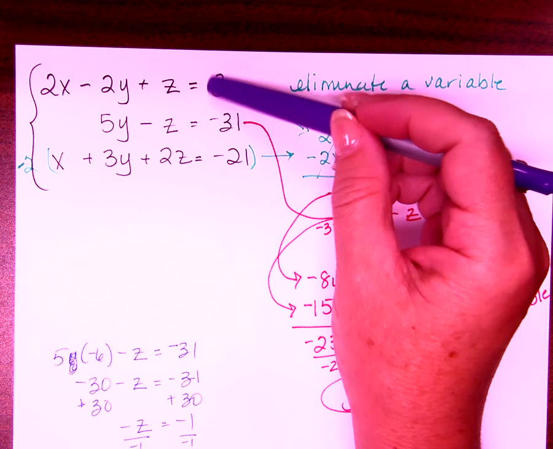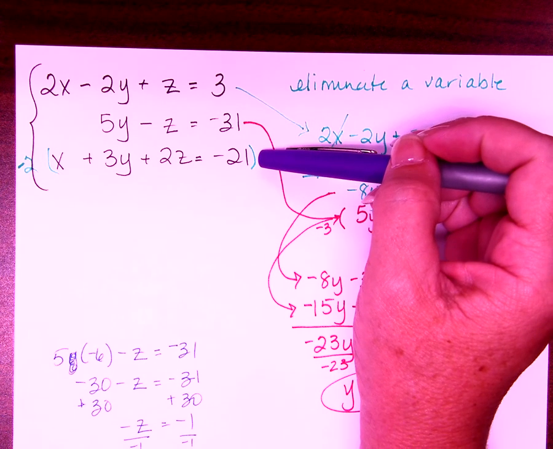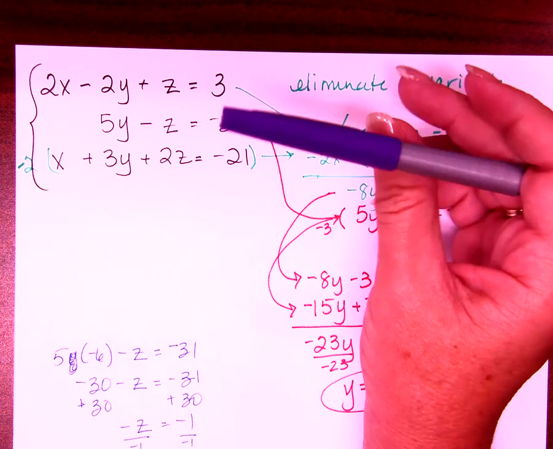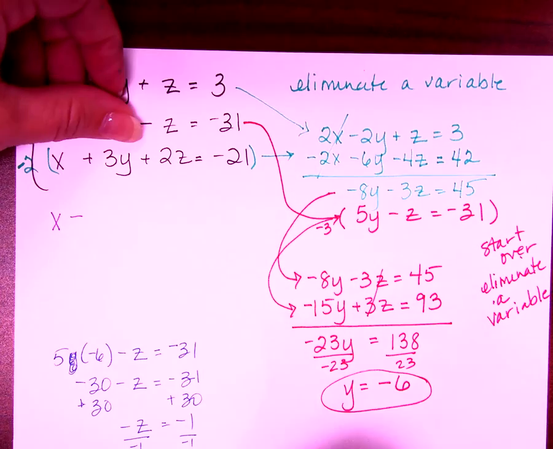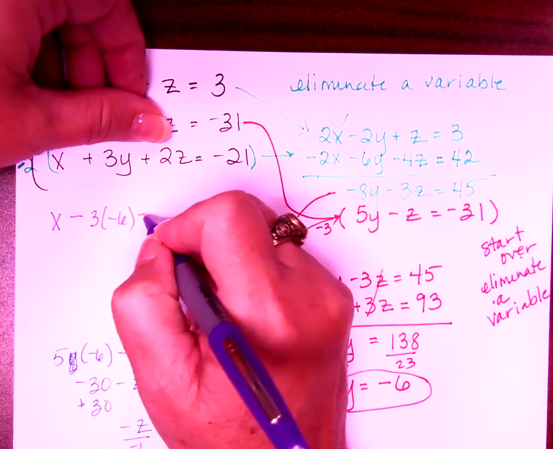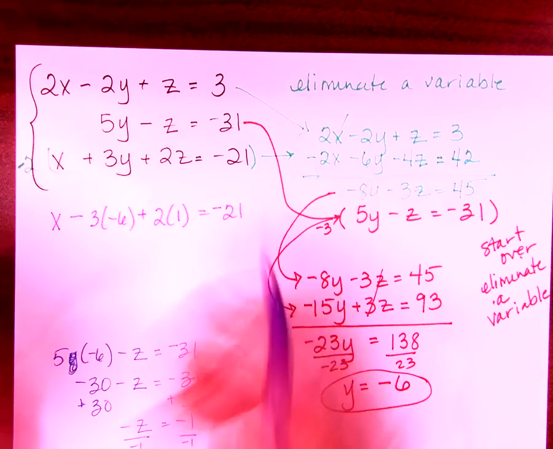Because of the last number, right? Okay. Why do you think people would choose the bottom one? X is by itself. Exactly. Okay. Which one do you choose? Bottom. Okay. So x minus 3y, so 3 times negative 6, plus 2 times 1 equals negative 21.